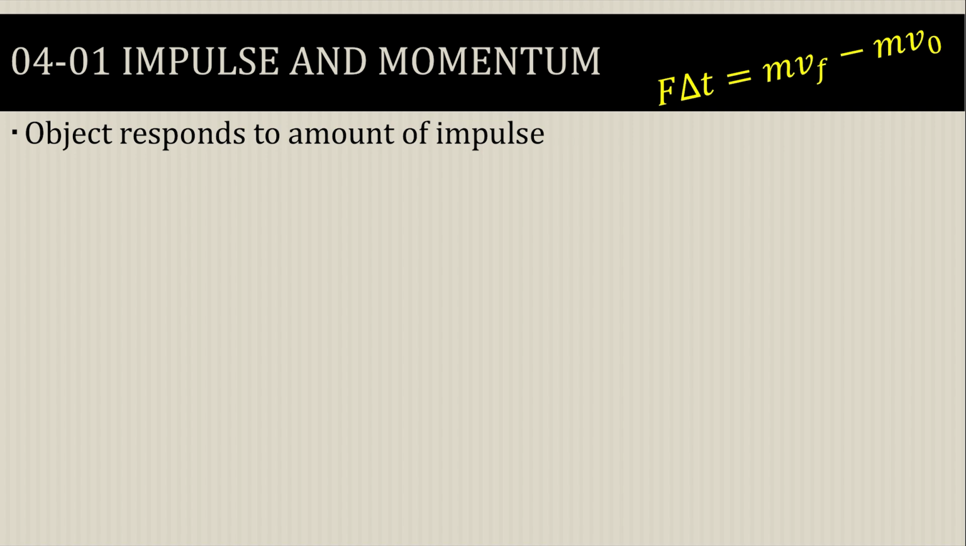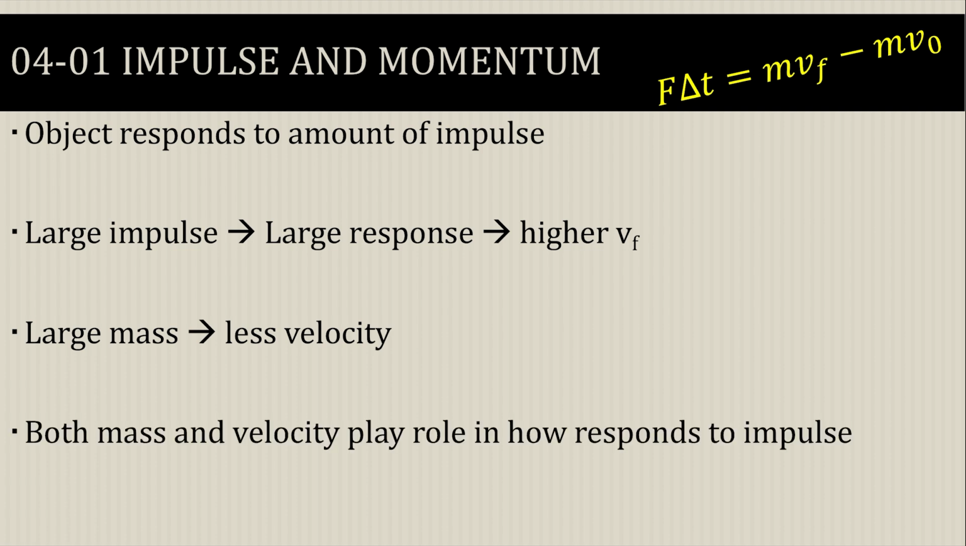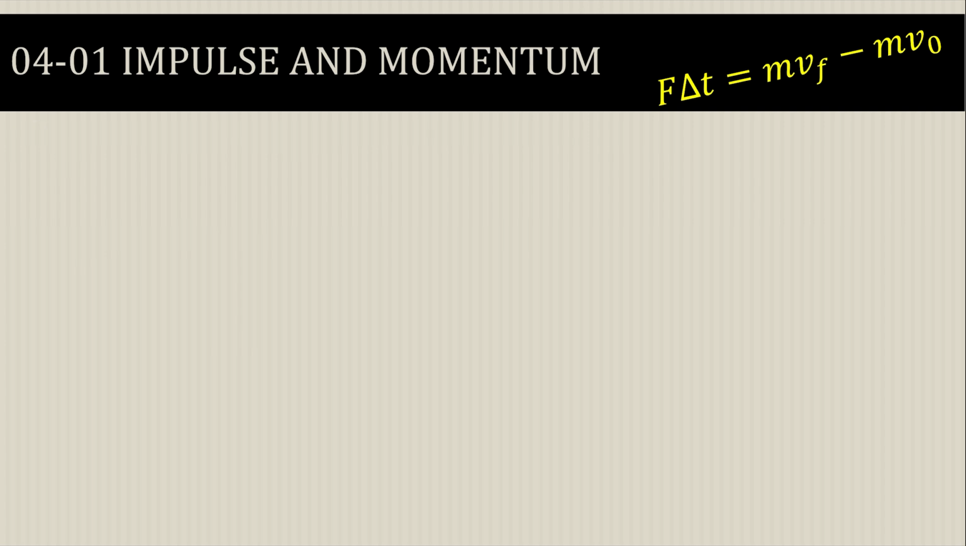An object responds to the amount of impulse. A large impulse means there's a large response and a higher final velocity. A large mass, though, means there's less velocity. So both mass and velocity play a role in how the object responds to impulse. Which brings us to the idea of momentum.